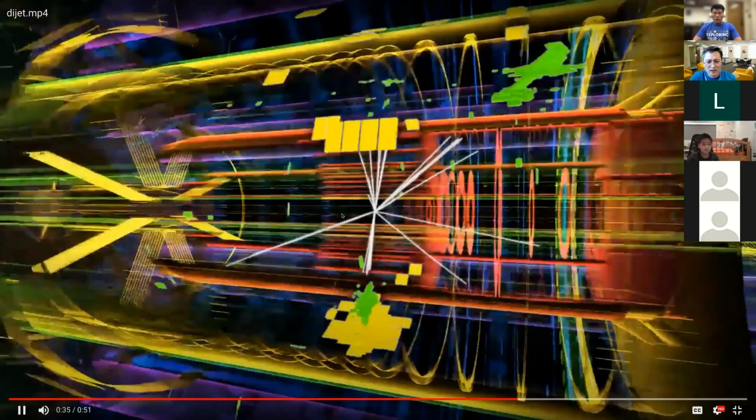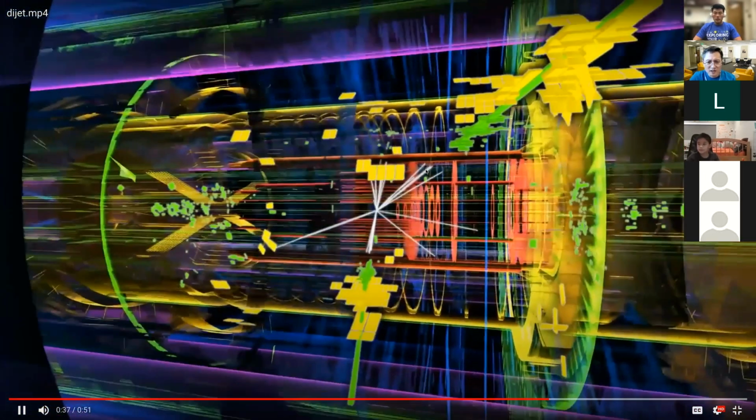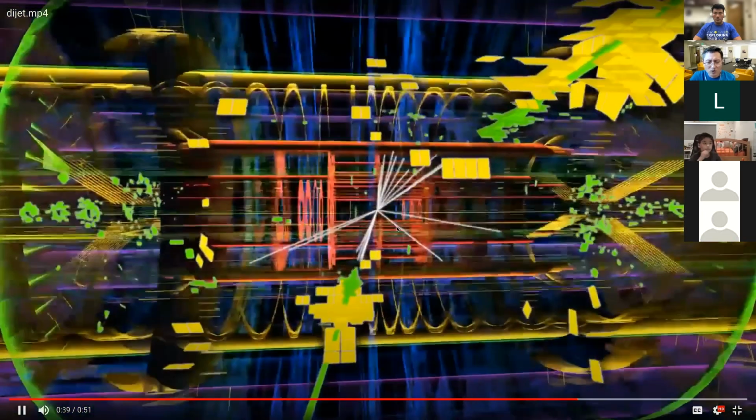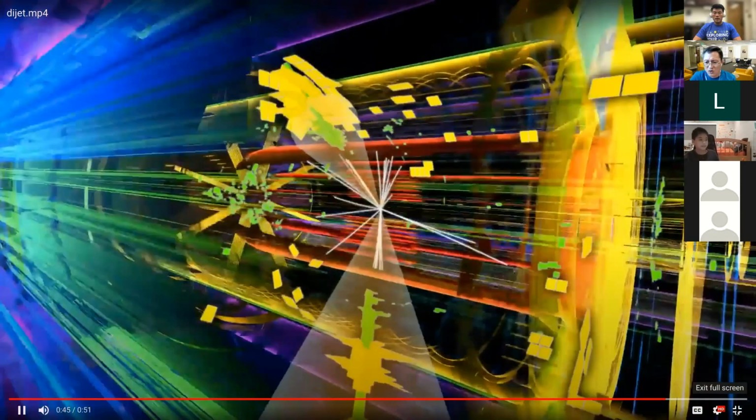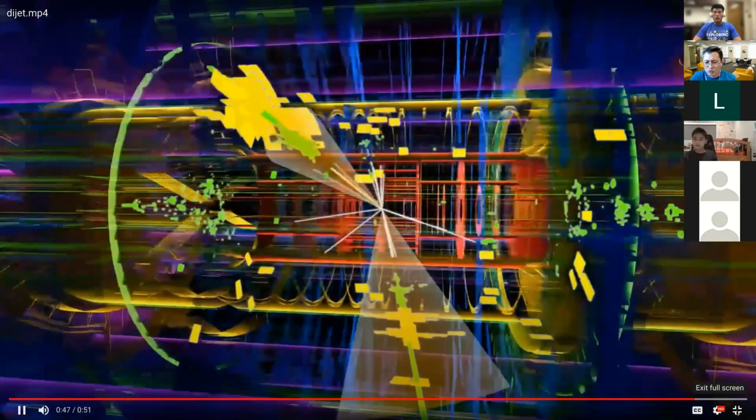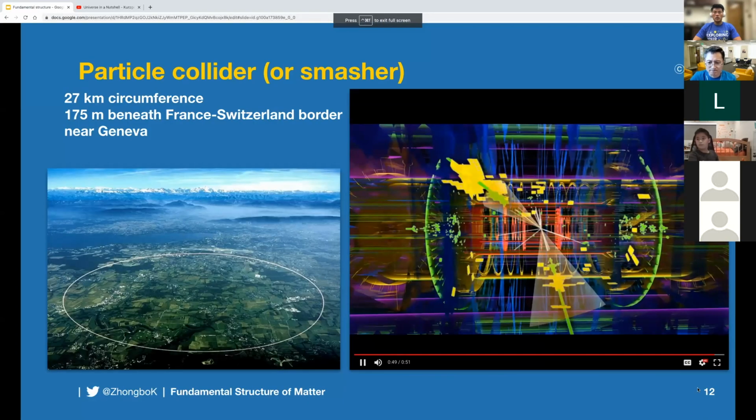Boom! And then there are so many particles coming out, and by looking at the distribution of these outgoing particles, you can try to figure out what's inside the protons. So this is these days. This is how we actually figured out the structure of the particles.